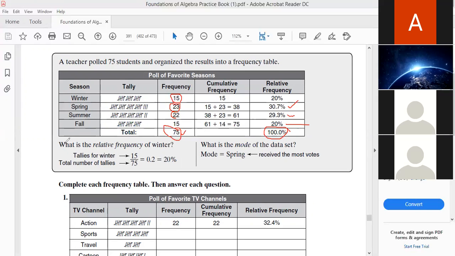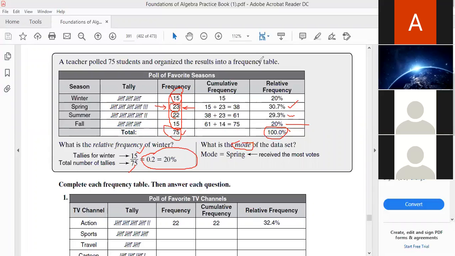Here it is. What is the relative frequency of winter? Tally for winter is 15. Then the total number of tallies is 75. And then it's given to you 20%. And what is the mode of the data? Mode is the most repeated value. 15, 23, 22, and 15. Most liked one, which one is this? This 23. So this is the mode of the data, 23. Mode is spring. Why is it spring? Because it has got more, it's more favorite than the others.